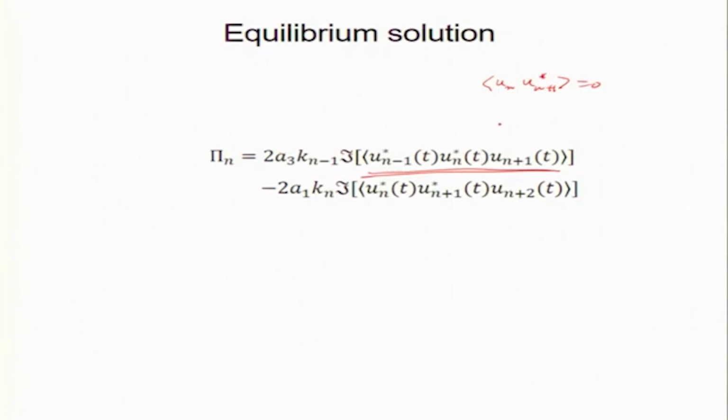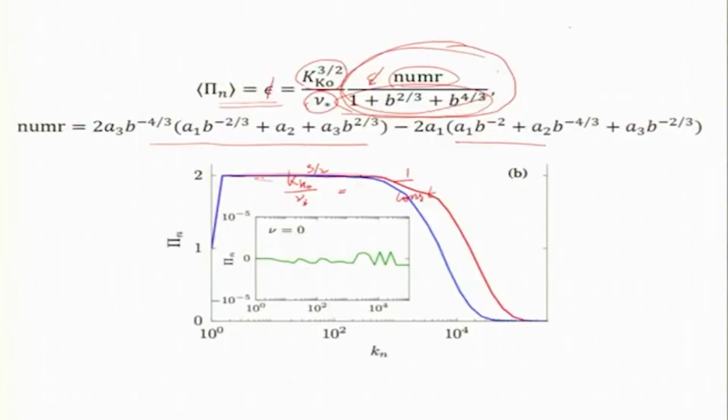For the non-equilibrium shell model, when I force at large scale and dissipate at small scale, this is not 0. We saw in our simulation, this one is not 0. But if I start with a random initial condition, I get flux to be 0. This is the nu equal to 0 Euler equivalent. Flux is 0 for the equilibrium solution.